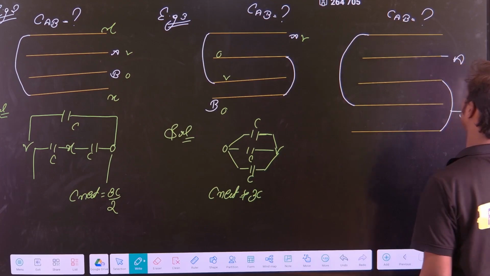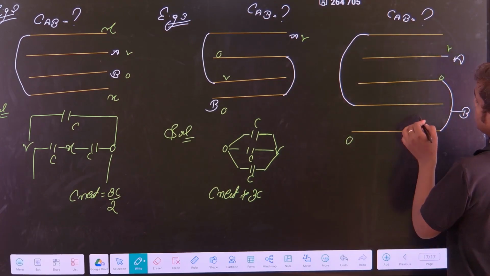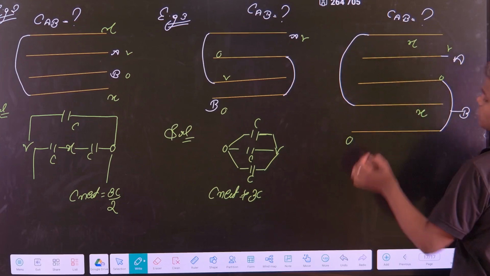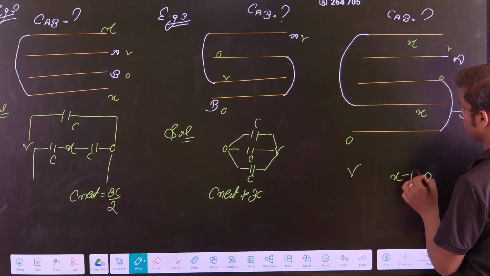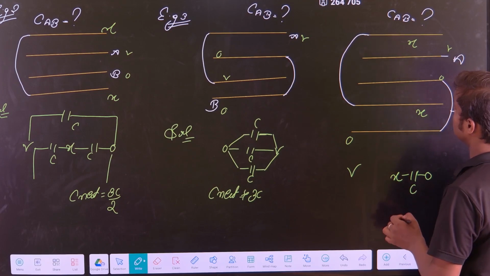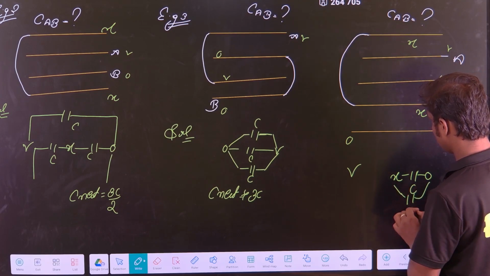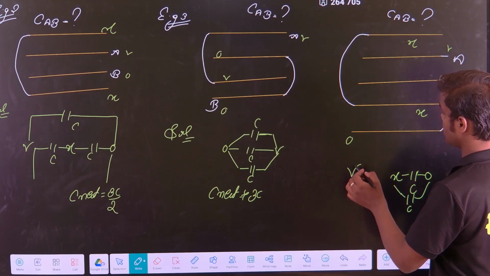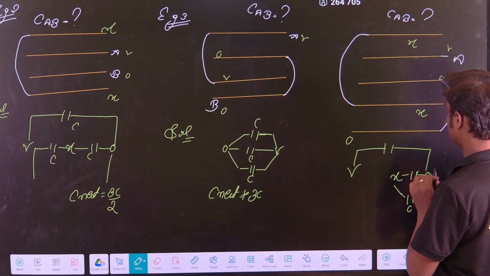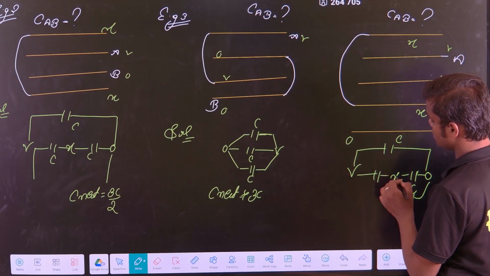In this case again, this is V, this is 0, and this is X. Now we have points V, 0 and X. Between X and 0 we have one capacitor C, and between X and 0 we have another capacitor C. Then between 0 and V we have another capacitor C, and between V and X we have another capacitor C.